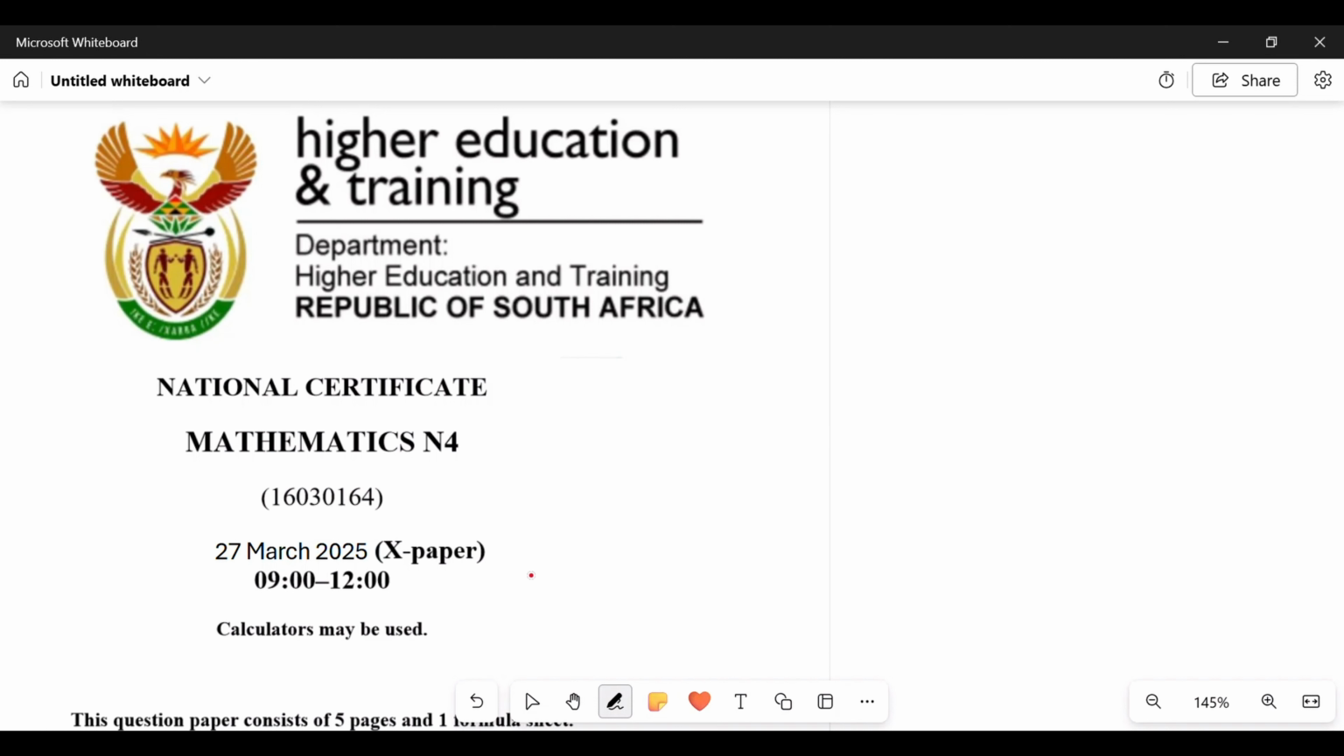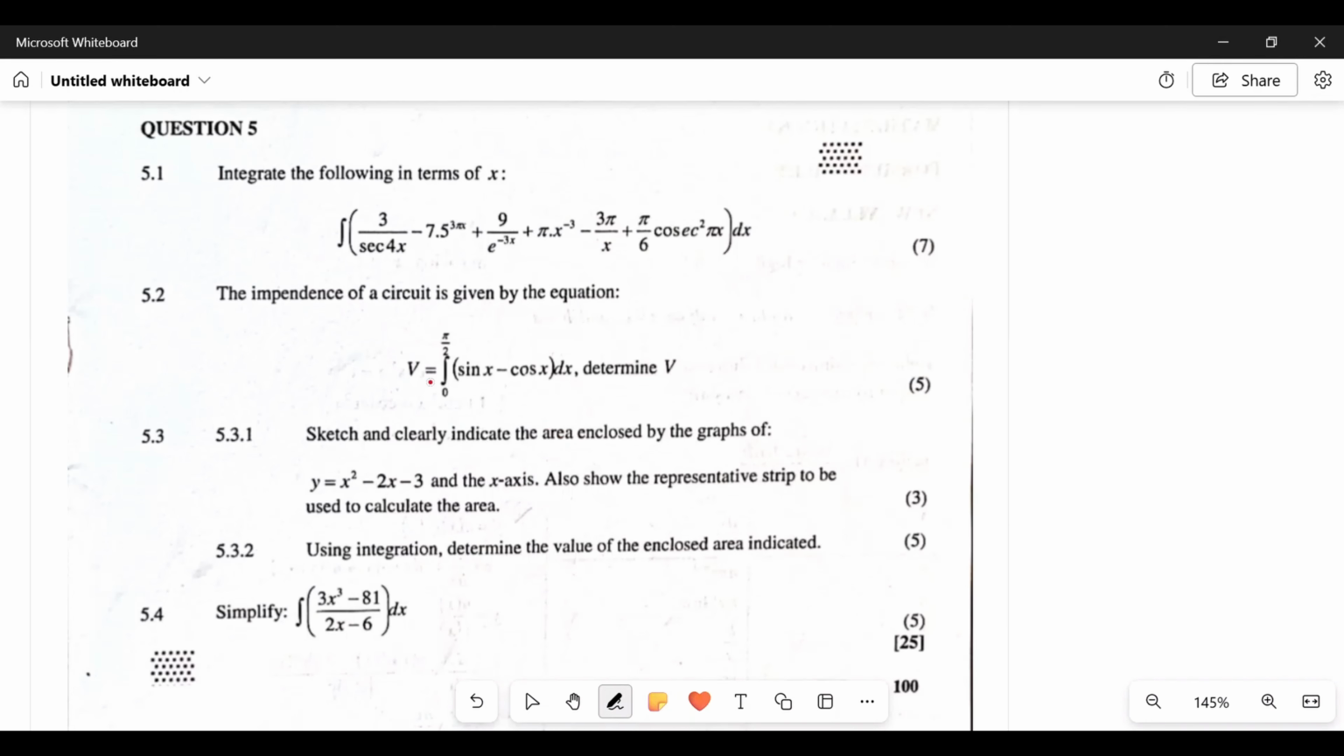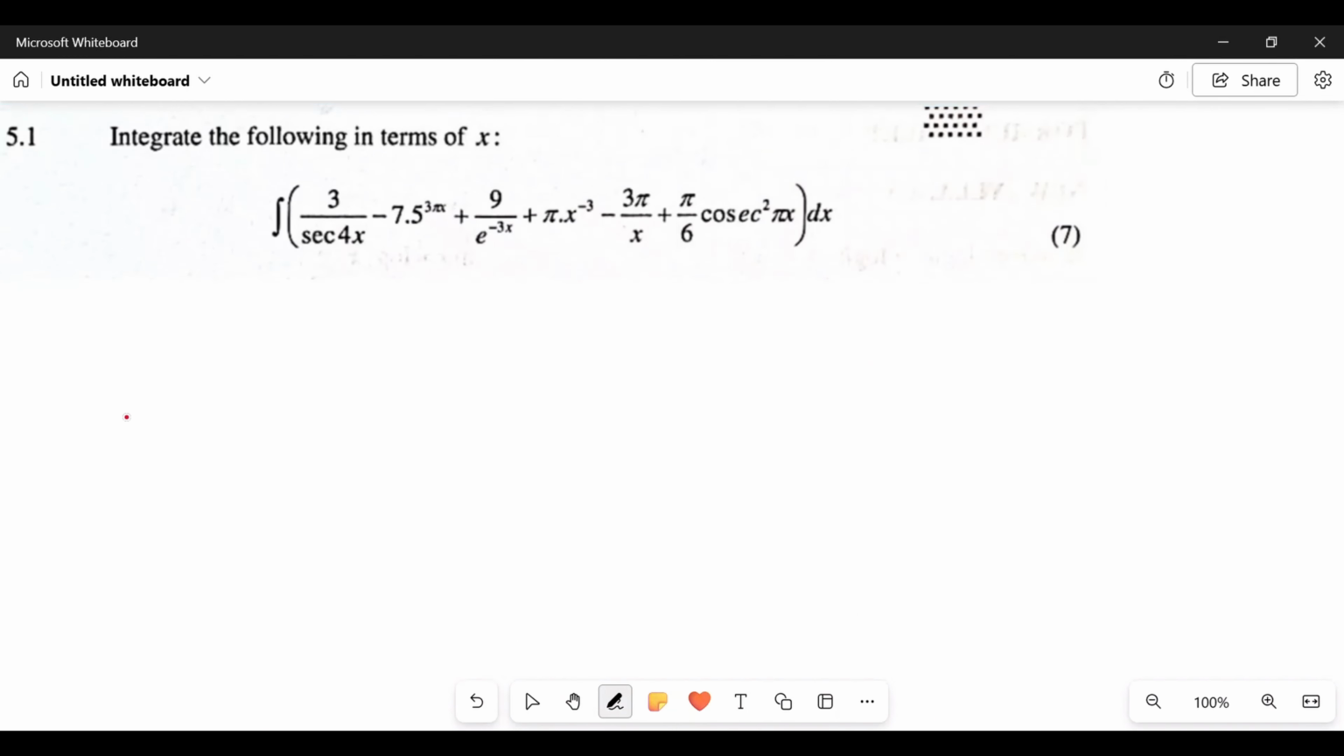All right, let's go to question 5 and let's start solving it. So here's our question 5. Question 5 consists of 5 questions. We have 5.1, 5.2, 5.3, which has 2 questions underneath it, and 5.4. So we're going to start with 5.1, copy this problem, paste it with some space, and solve it. Well guys, here is our 5.1.